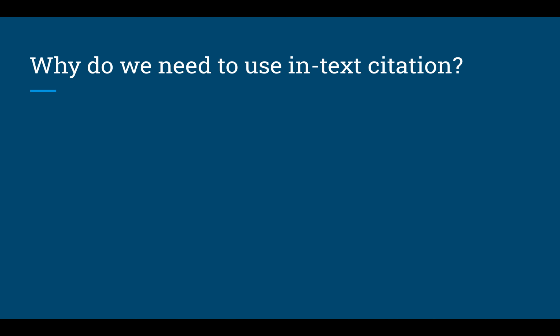Why do we have to do this? Why do we feel we must be tortured by APA? The first and most important reason is to avoid plagiarism. As I said earlier, if you include information in your paper that you got from another source, you have to cite it. If you do not cite it, it is plagiarism.